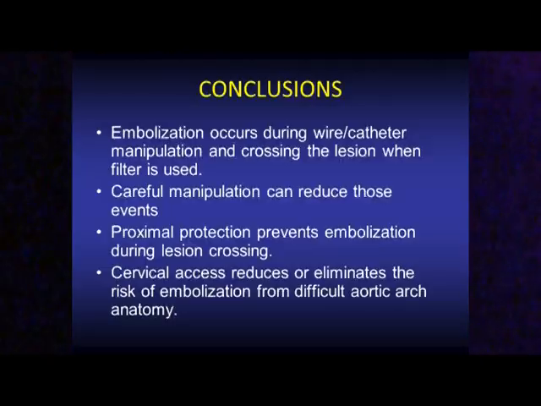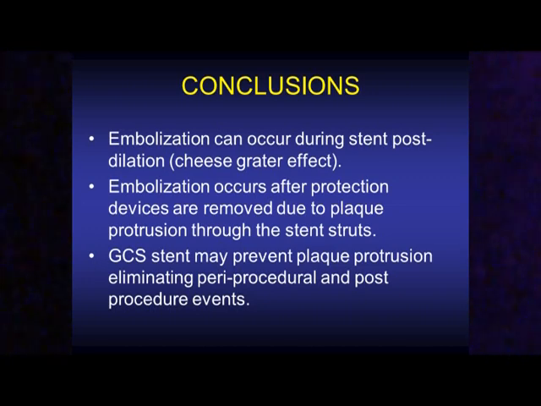In conclusion, embolization occurs during wire and catheter manipulation and crossing the lesion when a filter is used. Careful manipulation can reduce those events. Proximal protection prevents embolization during lesion crossing. Cervical access reduces or eliminates the risk of embolization from difficult aortic anatomy. And embolization can occur during stent post-dilation with this cheese-grater effect. Embolization occurs after protection devices are removed due to plaque protrusion through the stent struts. Probably the Gore carotid stent may prevent plaque protrusion, eliminating periprocedural and post-procedural events. Thank you very much.